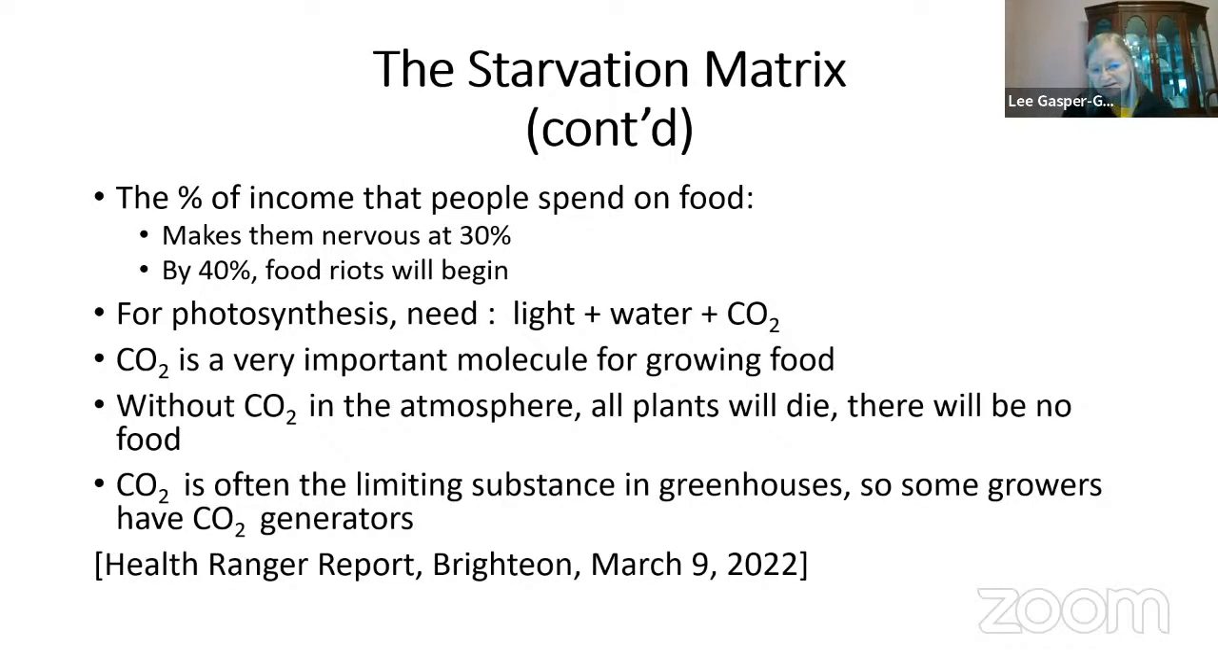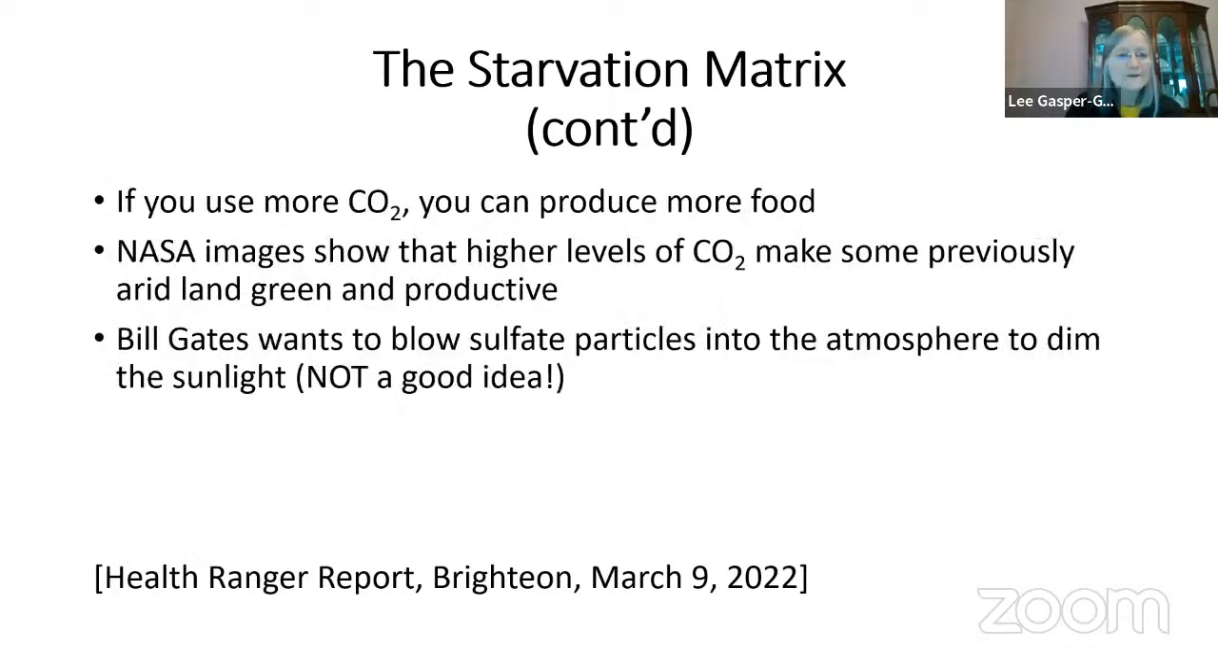And carbon dioxide is also often the limiting substance in greenhouses, to the extent that some growers even have their own carbon dioxide generators. So it's been observed that if you use more carbon dioxide, you can produce more food. And NASA images have shown that higher levels of carbon dioxide make some previously arid land green and productive.